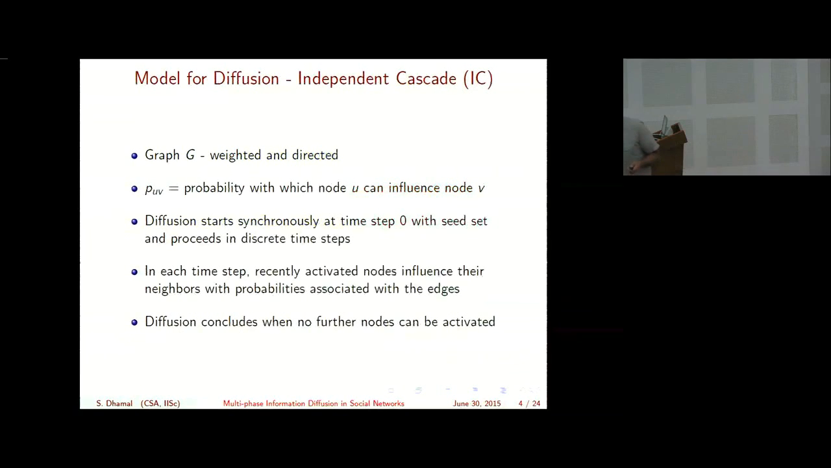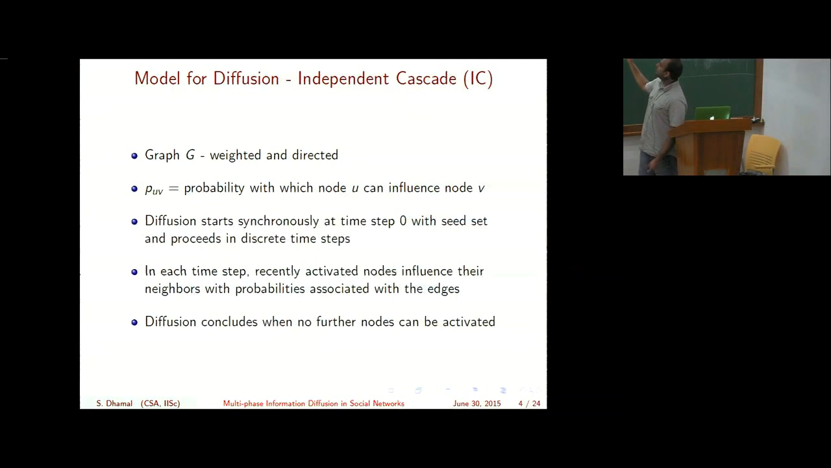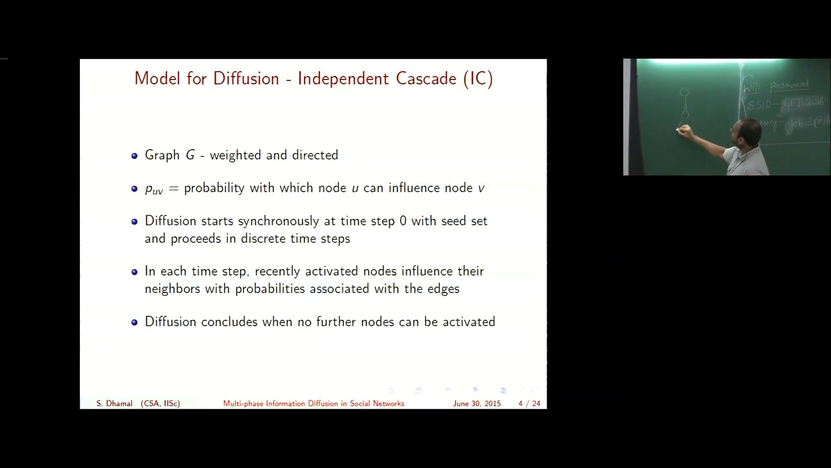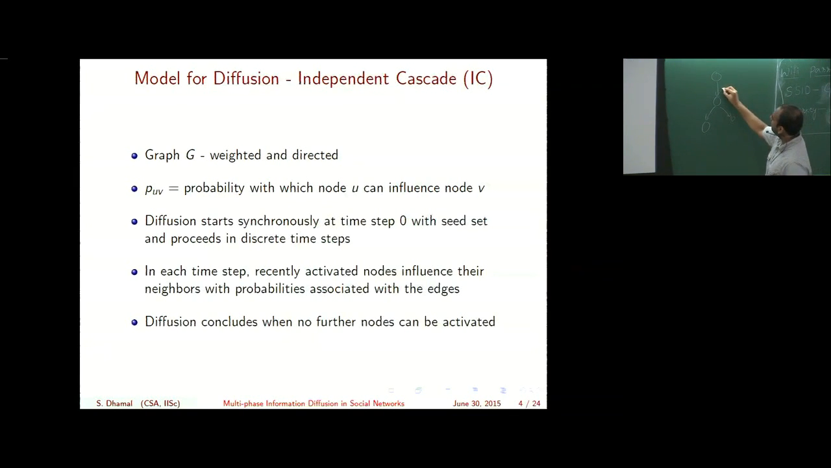Okay, so just to introduce the independent cascade model. I'm not sure whether it's been covered in this series, but I'll tell it anyway. There is a weighted directed graph which is given to us, and there is a probability p_uv associated with all the edges, and the diffusion starts at time step 0. For example, if the company selects this particular node as the seed node, then this node has by default bought the product for free.